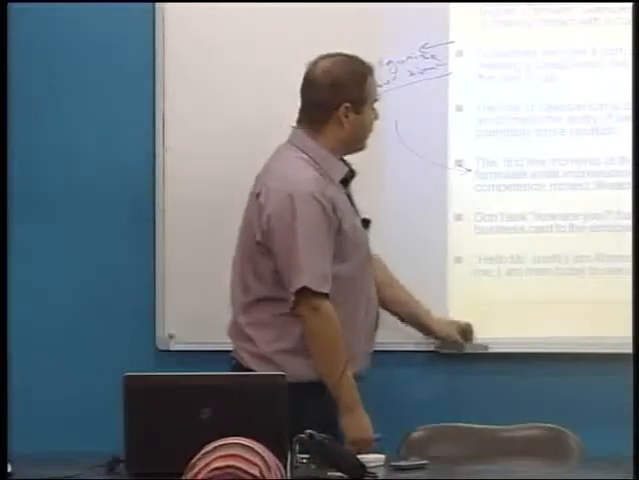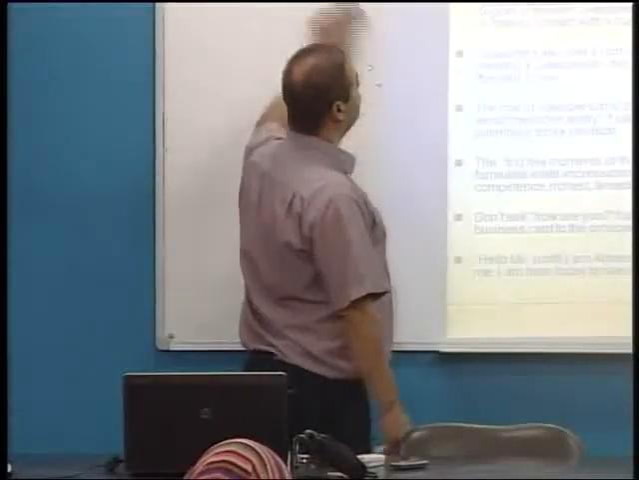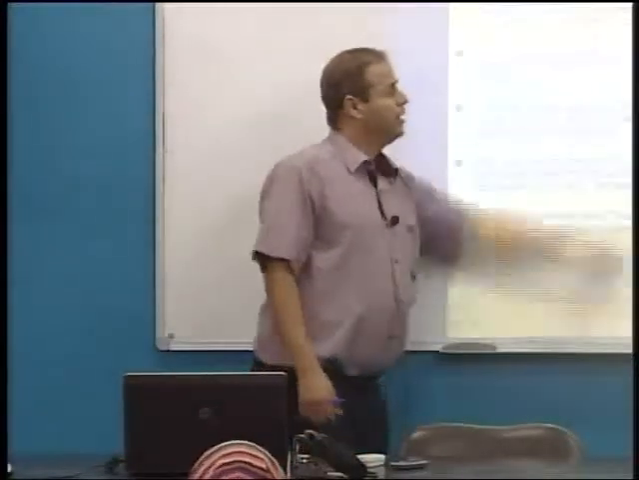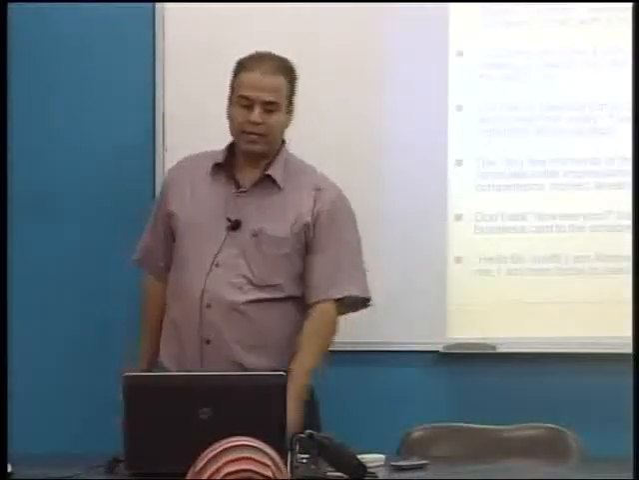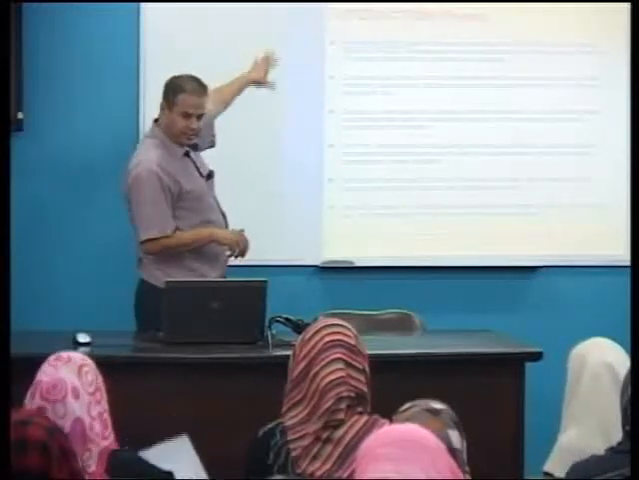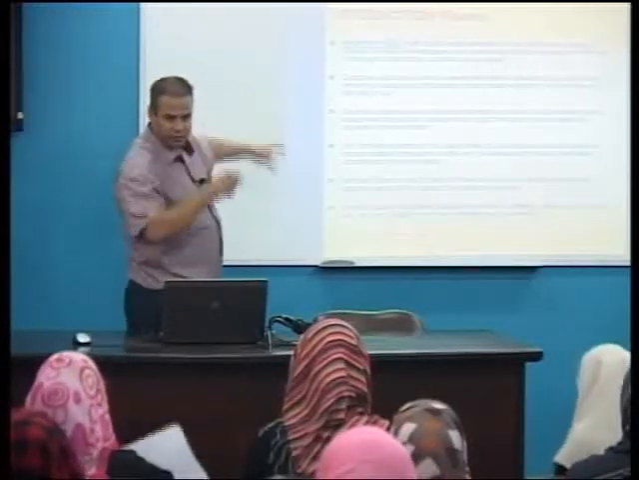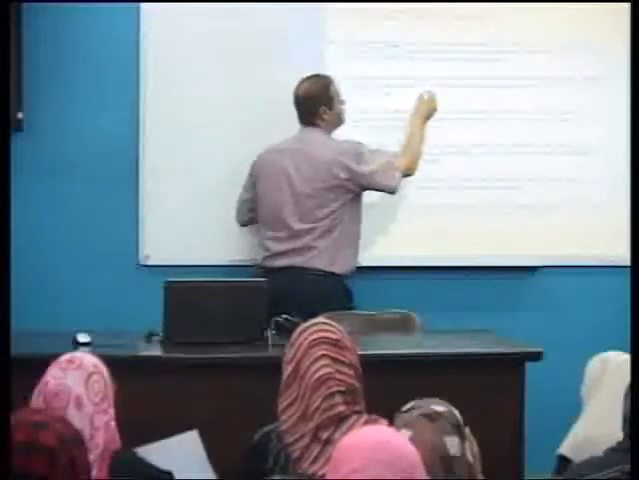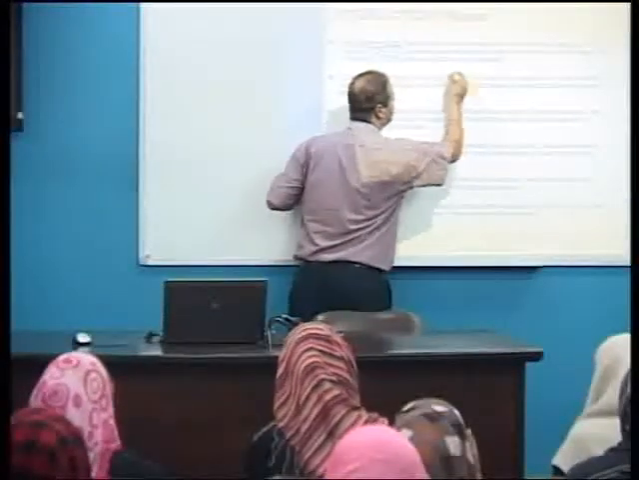Now, let's talk about the skills. We are going to begin talking about relating skills. Now, in relating skills, we are going to look at this text. We will circle words. These words are going to be this. This word is going to include this as well.